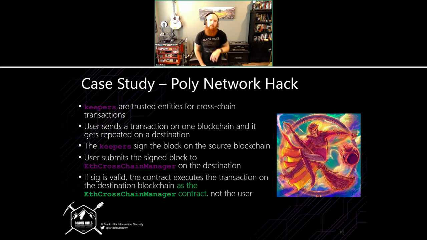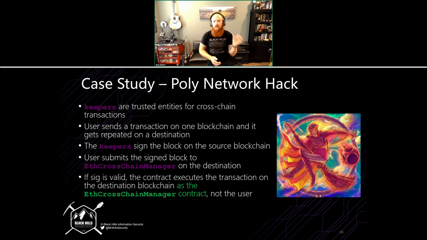And with Poly, they have these things called keepers. So the keepers are these trusted entities. So these are back to the access control we talked about, the access control issue. These are the trusted entities for those cross-chain transactions. So the way it works is that a user sends a transaction on one blockchain, and then it gets repeated on a destination blockchain. And the way that actually is allowed is you have these keepers that sign the block on the source blockchain. So these, you know, official keeper accounts, right?